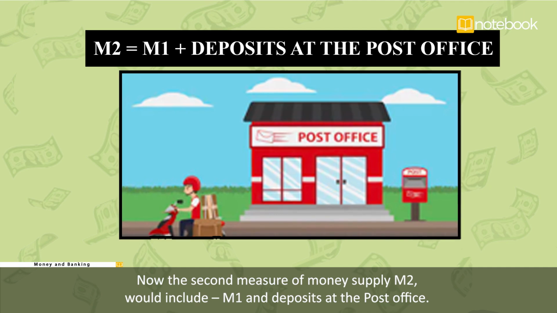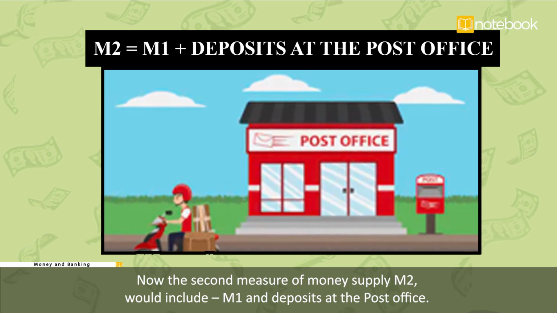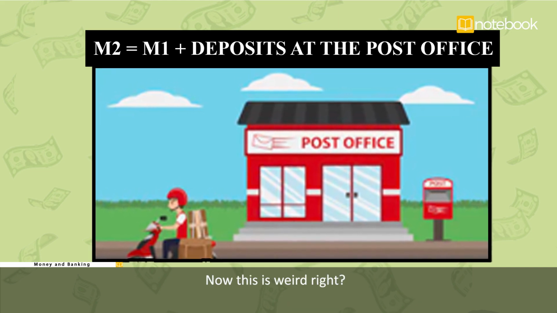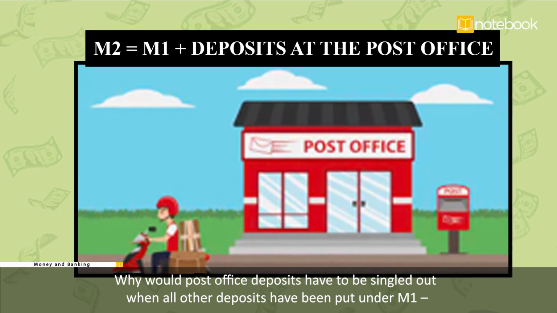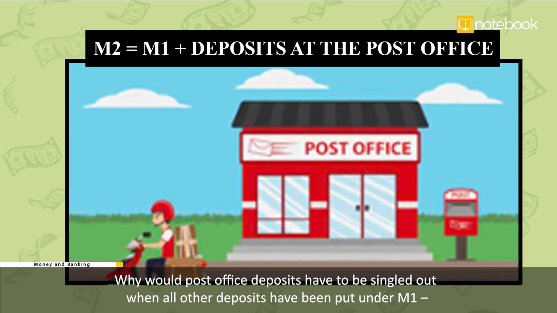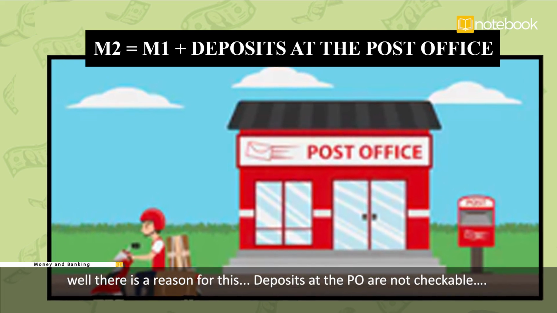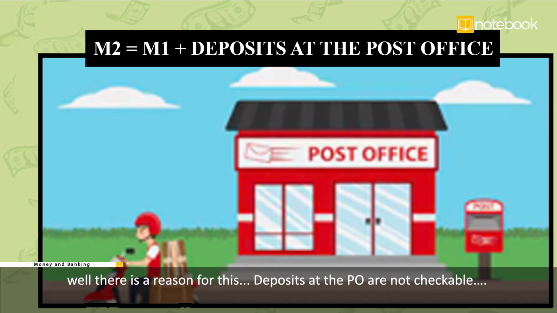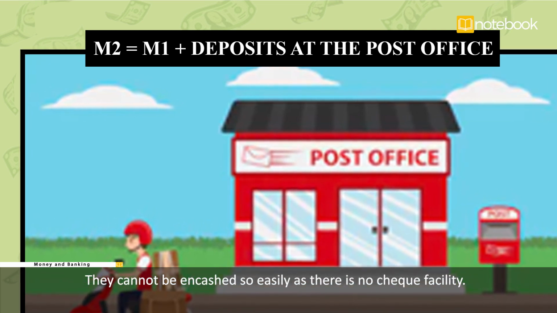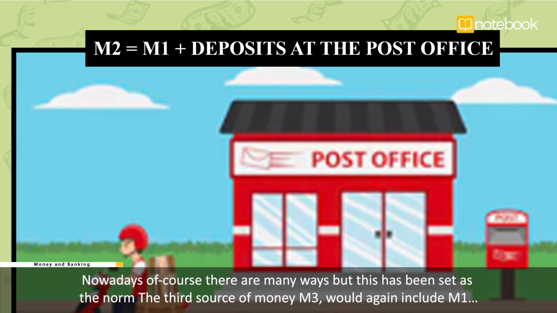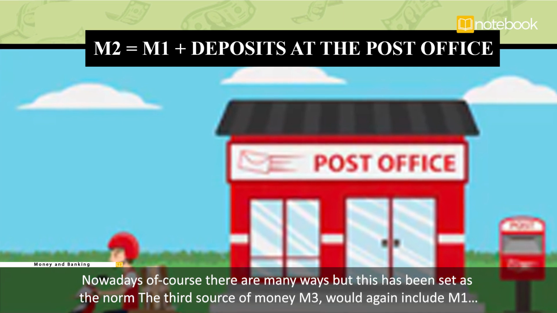Now, the second measure of money supply, M2, would include M1 and deposits at the post office. Now, this is weird, right? Why would post office deposits have to be singled out when all other deposits have been put under M1? Well, there is a reason for this. Deposits at the post office are not checkable. They cannot be encashed so easily as there is no check facility. Nowadays, of course, there are many ways, but this has been said as the norm.